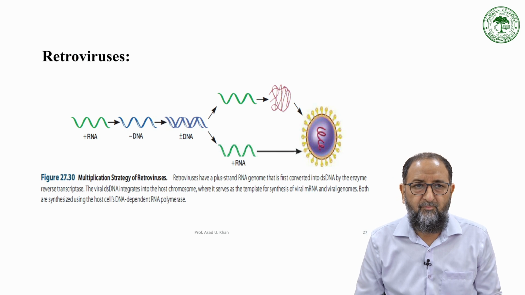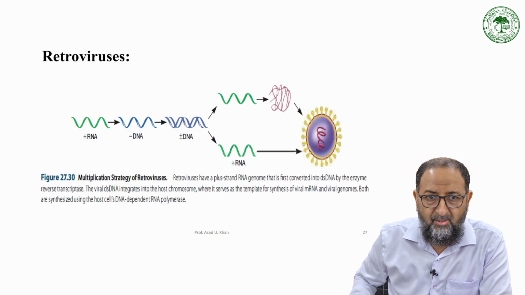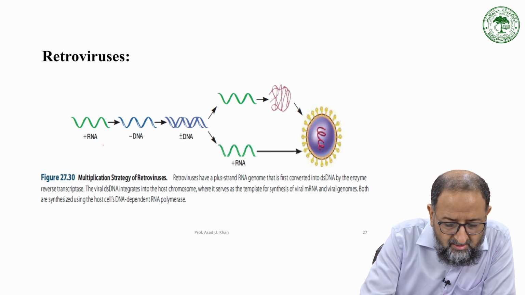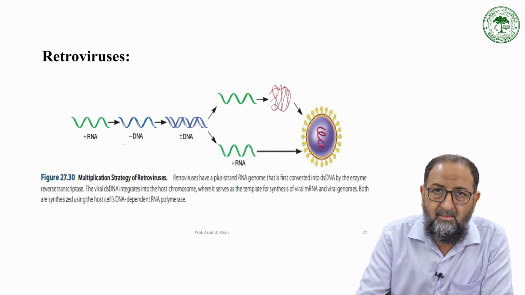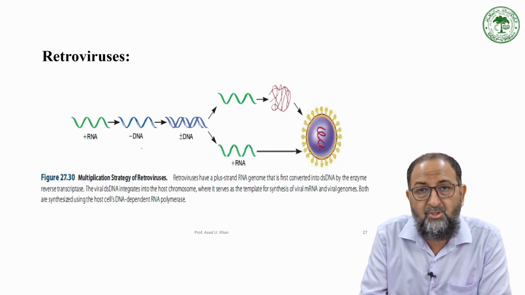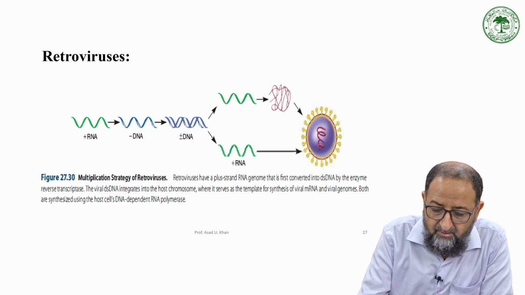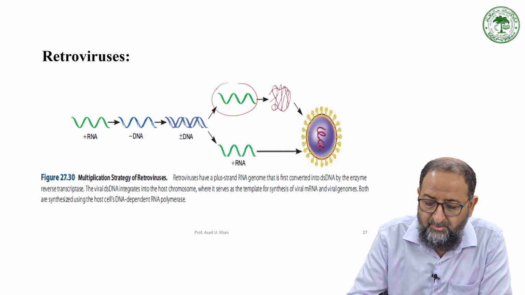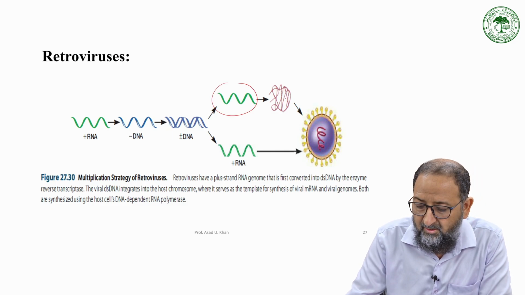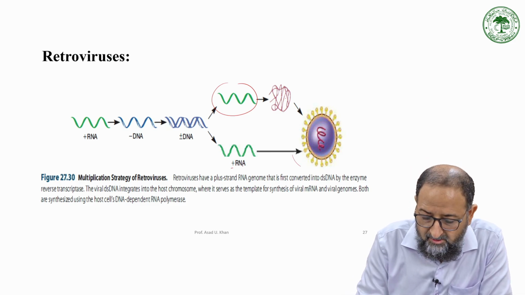So this is the example of retroviridae or retroviruses. Now in the case of retroviruses, RNA plus goes to minus DNA, because reverse transcriptase is involved in the transcription process of the DNA, and then double-stranded DNA is formed, and this DNA forms RNA again through transcription, and this protein is incorporated again in the virus genome. This is the plus RNA.